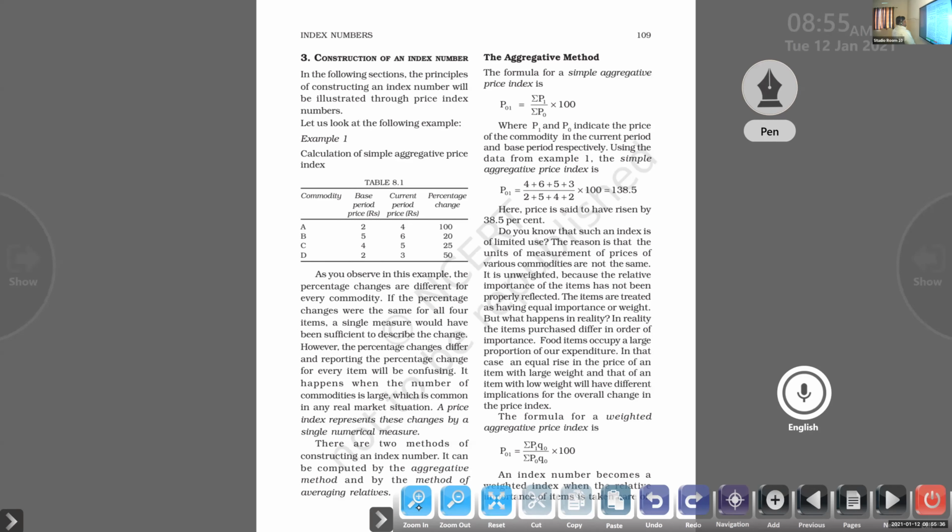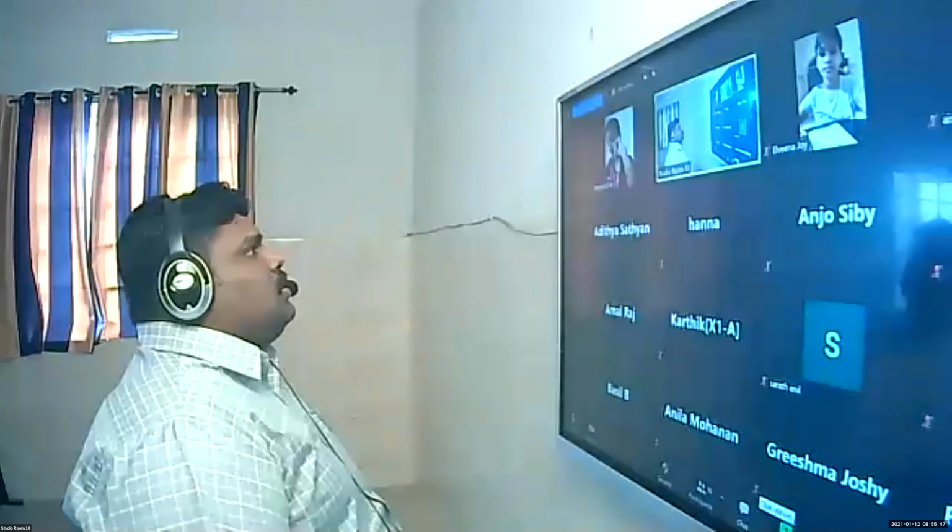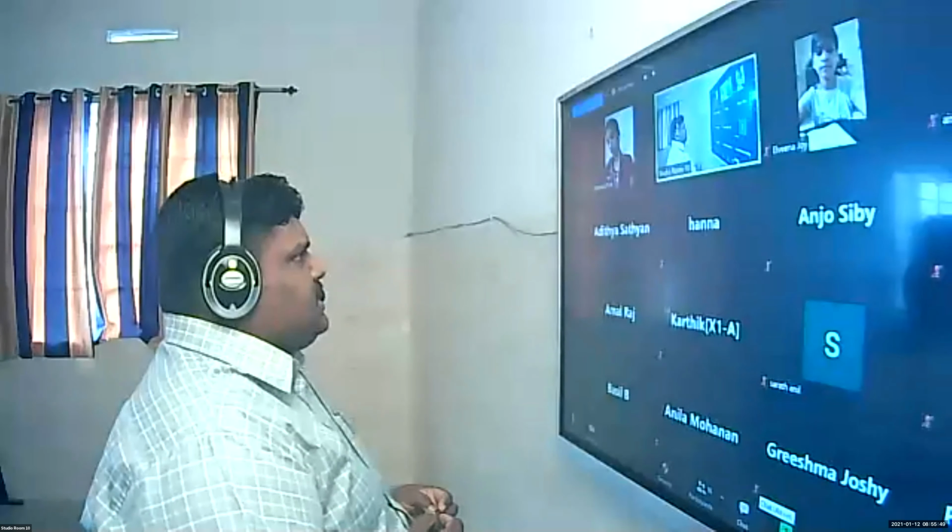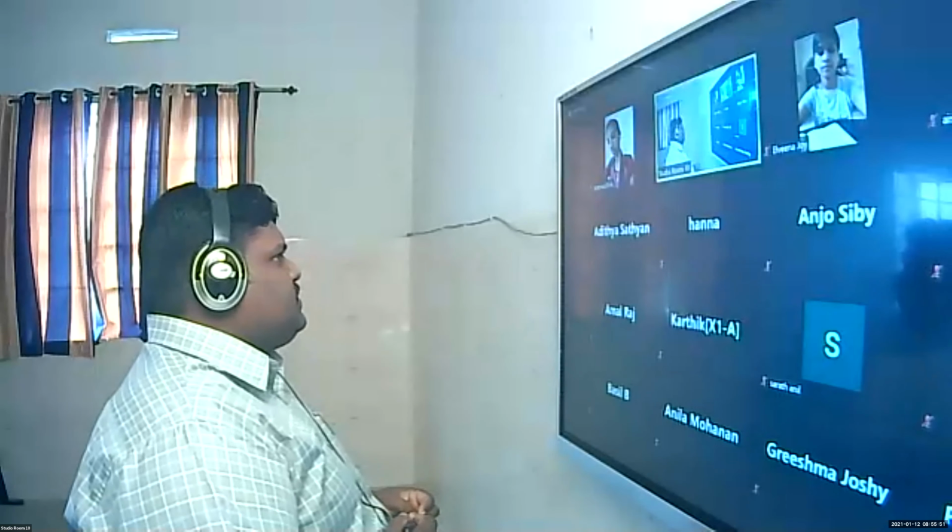Percentage change. Okay, base period price, what is that? Can anyone tell me what method we will use for it? Hello? You know how to calculate percentages, right? Maths, you already studied that, right or not? Yes or no?